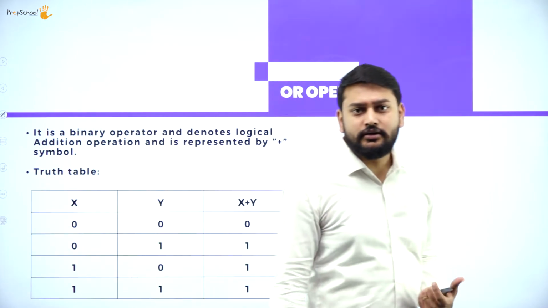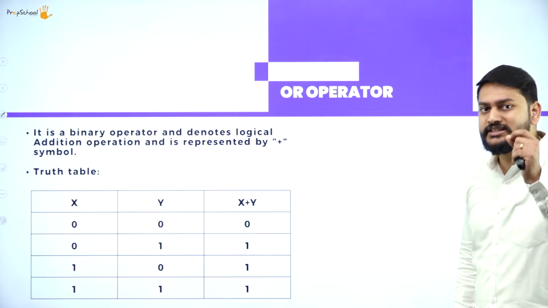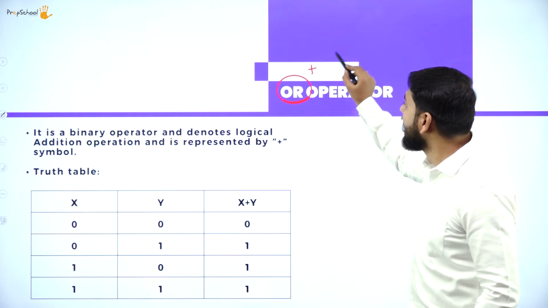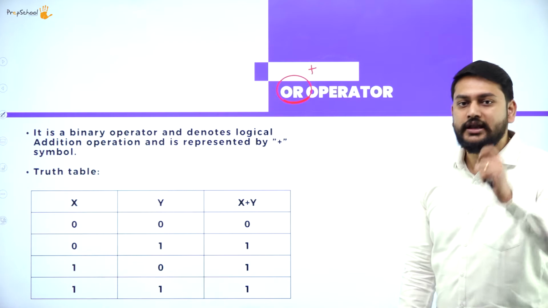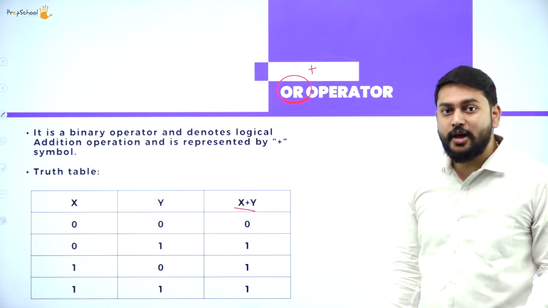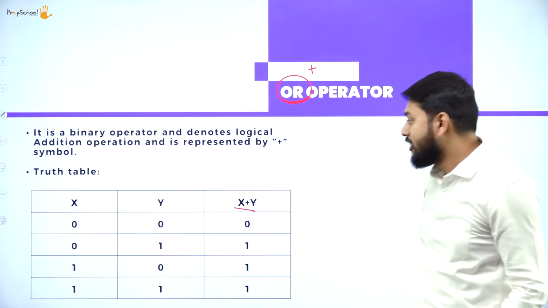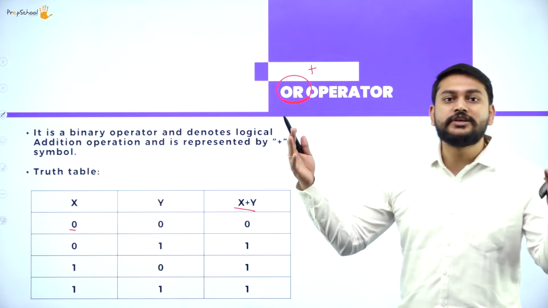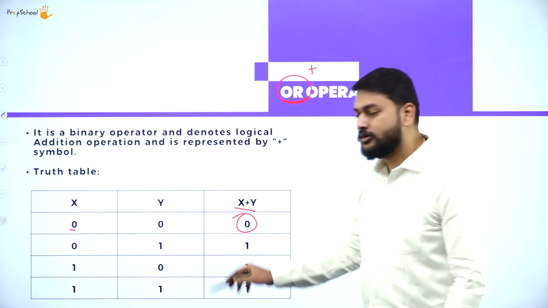So you got to know how I arrived at these truth table values. Then what is the result? When it is OR operator, you need to understand that is addition. So what am I performing? X plus Y. So I have 0 plus 0. What is that answer? 0 plus 0 will be 0.